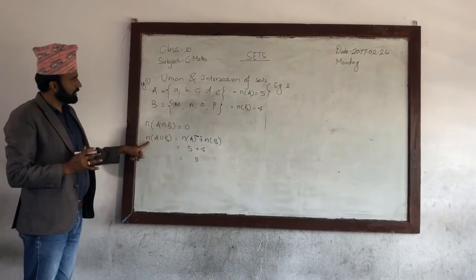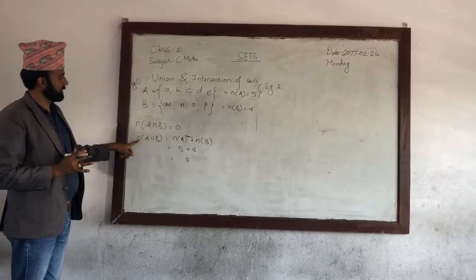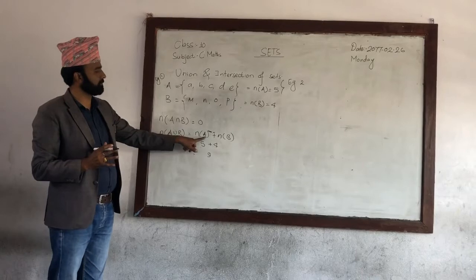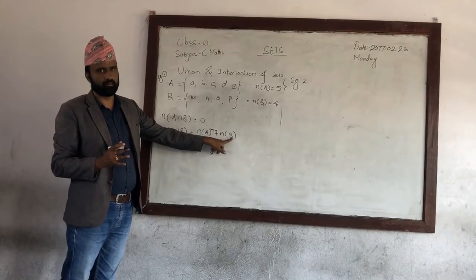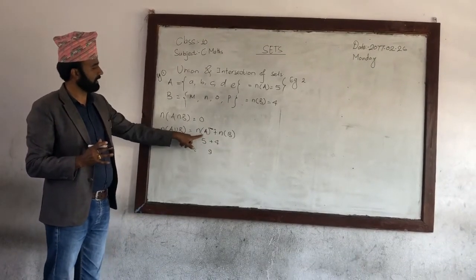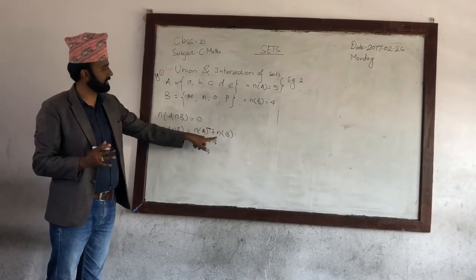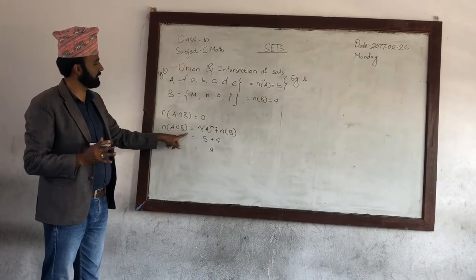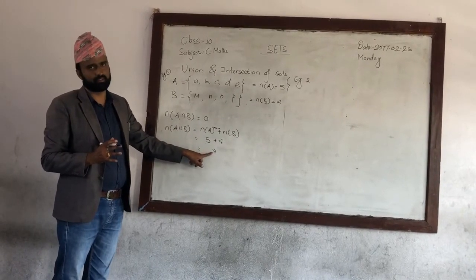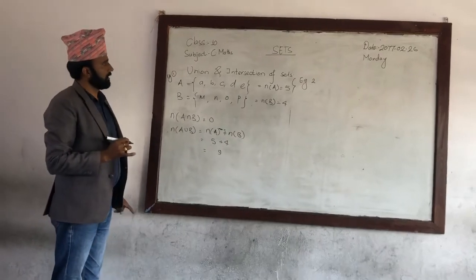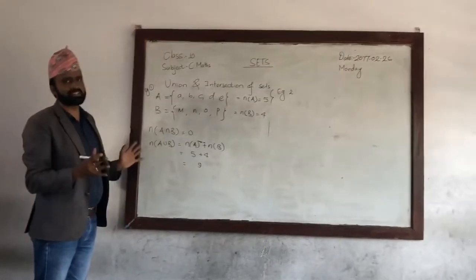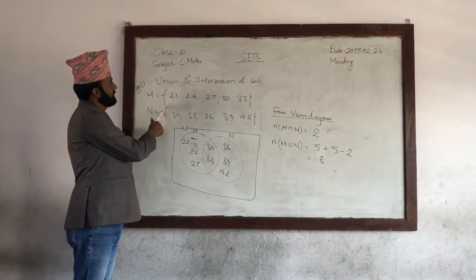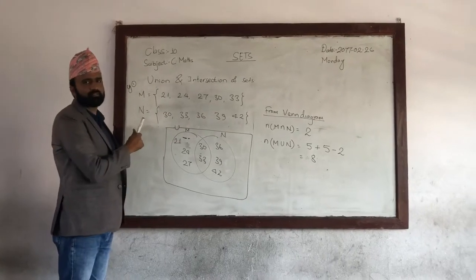Now, for the union of sets, n(A union B) equals n(A) plus n(B). n(A) equals 5, n(B) equals 4. That gives n(A union B) equals 9. Okay, this is the example of disjoint sets. Now, students, this is the example of union and intersection of sets.